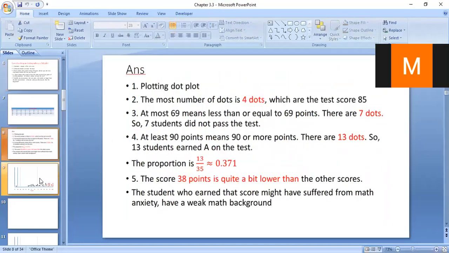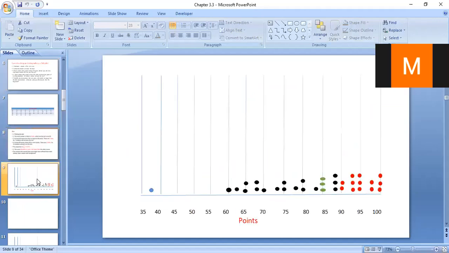On this one, you look from the 90. From the 90 here, from here to here: 1, 2, 3, 4, 5, 6, 7, 8, 9, 10, 11, 12, 13. You should have 13 students get A.